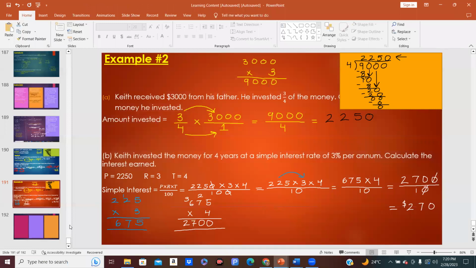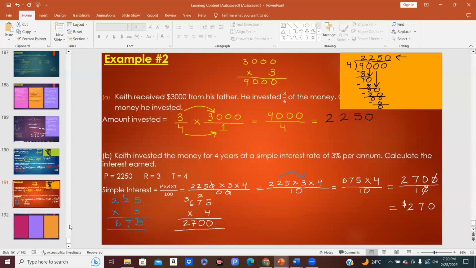Keith received 3,000 from his father. He invested 3/4 of the money. I can't see all the rest. He invested. Amount invested equals 3/4 times 3,000 over 1 equals 9,000 over 4 equals 2,250.